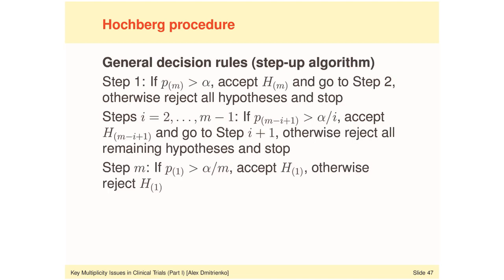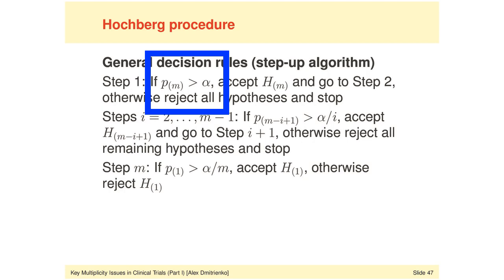This slide defines the step-up testing algorithm used in the Hochberg procedure. It is very helpful, I think, to compare the 2 step-up algorithms that are employed in the Hommel and Hochberg procedures. The first point is that both of them are, of course, based on a step-up testing algorithm. The testing in both cases begins with the largest p-value.